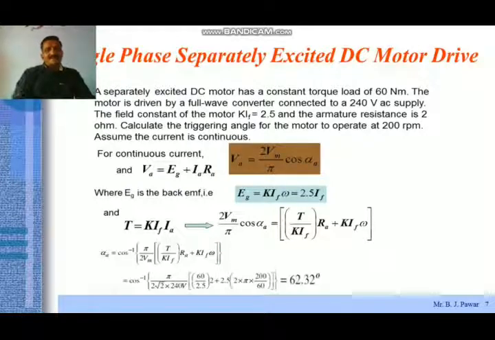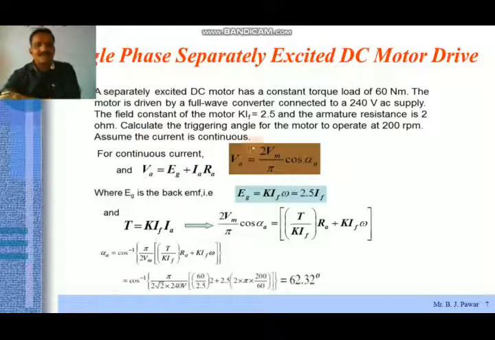Now we will discuss one numerical. A separately excited DC motor has a constant torque load of 60 Newton meter. The motor is driven by a full wave converter, which is connected to a 240 volt AC supply. The field constant of the motor, that is K times IF, equals 2.5, and the armature resistance RA is given as 2 ohm. Here we have to calculate the triggering angle of the thyristor to control the motor speed at 200 rpm. Consider the current to be continuous, that is, the converter is operating in continuous current mode.